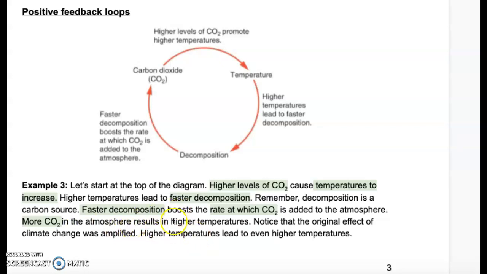So this results in, again, higher temperatures. Notice that the original effect of climate change was amplified. What does it mean by the original effect? Well, the higher levels of CO2 and the higher temperatures. So this leads to higher temperature, leads to faster decomposition, leads to more CO2 in the atmosphere, which goes back and repeats the same thing. It's just going to keep getting higher and higher. Even higher. There we go.